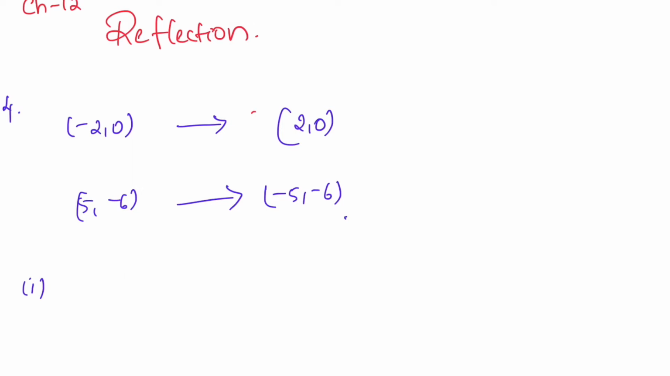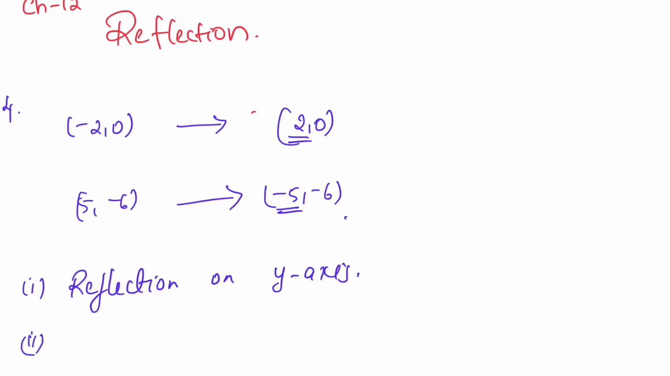Both are reflected on the same line, they are telling. So here what happened, here x-coordinate changed, here also x-coordinate is changed. So reflection is on y-axis. So state the coordinates of the image of -8, -5 on the mirror line. So reflection on y-axis happens to -8, -5. What happens to the point? It will become 8, -5.